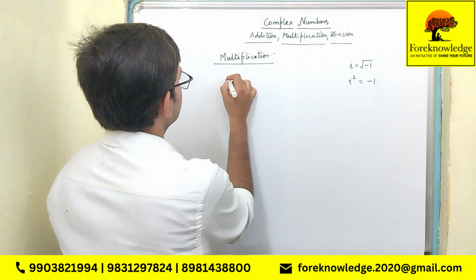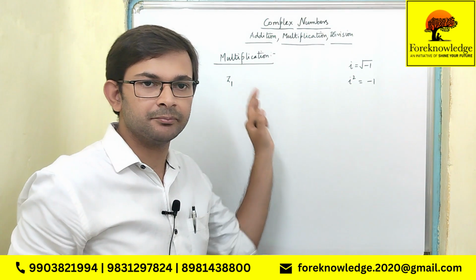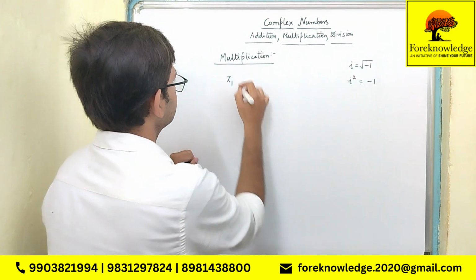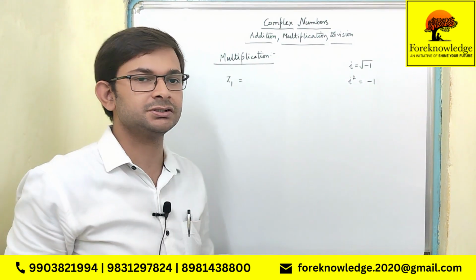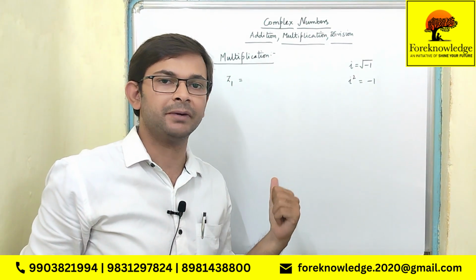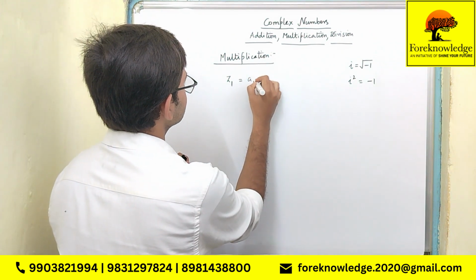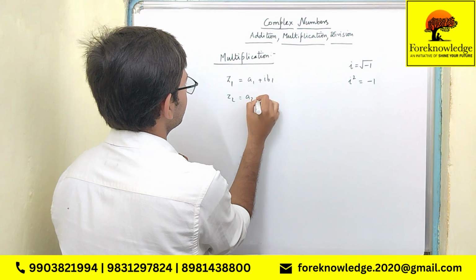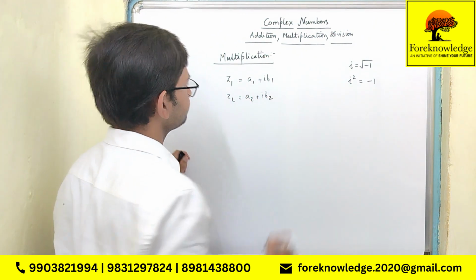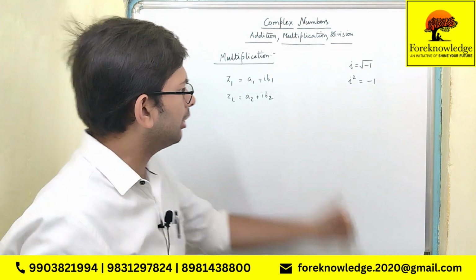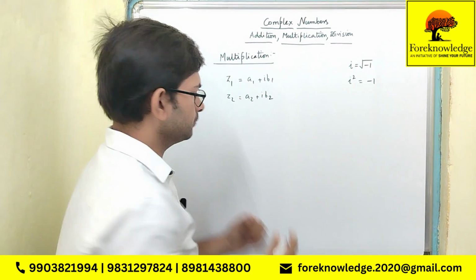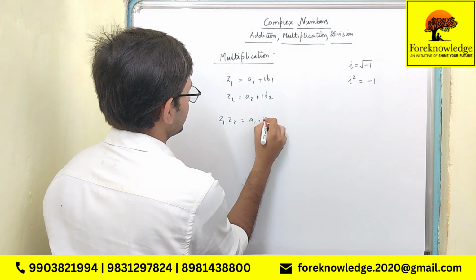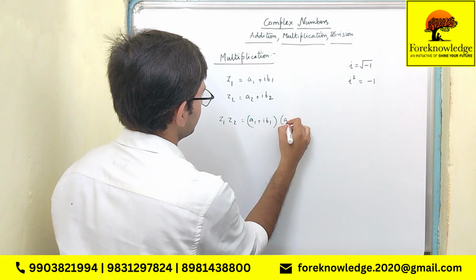Now, since this is a binary operation, complex number multiplication is a binary operation. Binary operation means you need at least two complex numbers to multiply. So let z1 be a1 plus i times b1 and z2 be a2 plus i times b2. We need to find the result of z1 z2. So z1 z2 is (a1 plus ib1)(a2 plus ib2).